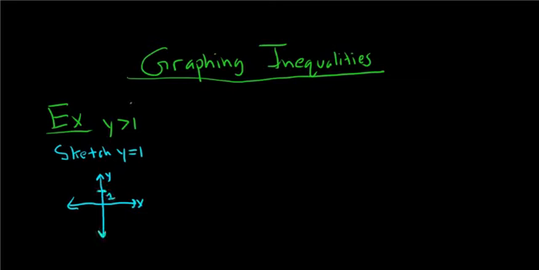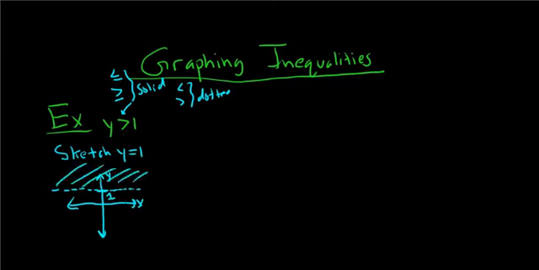Now, it's a strict inequality, so it's going to be a dotted line or a dashed line, okay? If it's greater than or equal to or less than or equal to, it's solid. So if it's one of these, it's solid, and if it's one of these, it's dotted. And then y is bigger than 1, so we shade above. If y is less than 1, then you shade below.